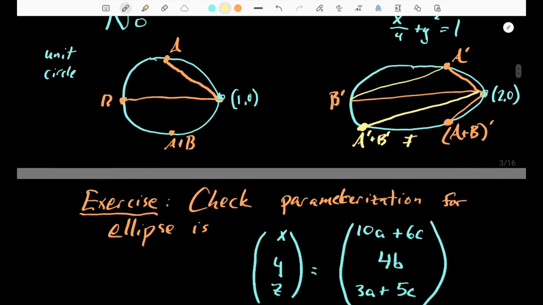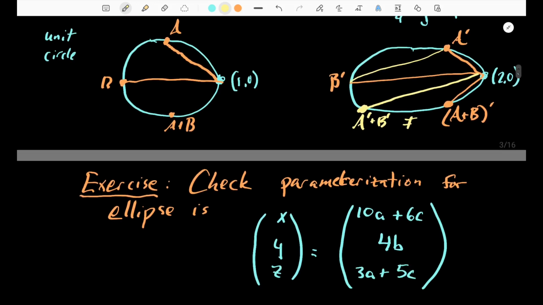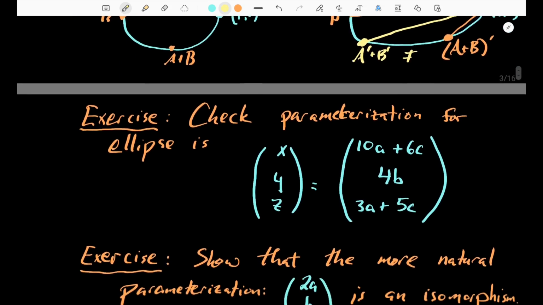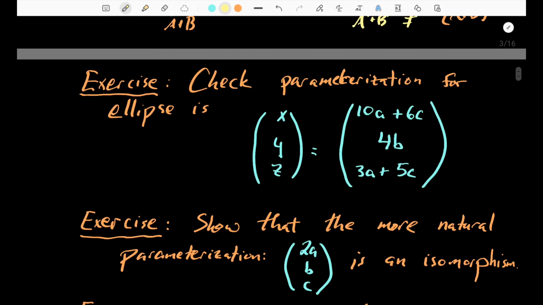So first, just looking at this specific example, if you go through our birational correspondence, you can check, part 1, that this is the parameterization you get for this ellipse. Okay. Once you've done that, notice there is a whole lot more natural parameterization for that ellipse, which is just change the x and leave y and z alone. So if I go 2a, b, and c, that is a perfectly good parameterization for that ellipse. And that one does make it isomorphic to the circle.